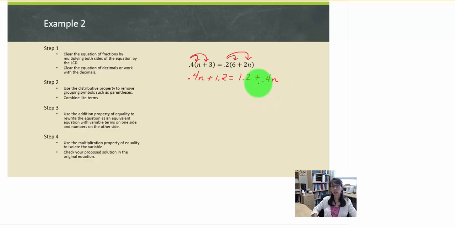So it doesn't matter which side you want to collect your variable on. I like to collect the variable on the left-hand side, so it looks like I'll be subtracting 0.4n from each side. And notice what happens. N eliminates from both sides of the equation, leaving the constant 1.2 equals 1.2. Well, that's true. Those numbers do equal each other. So this is a case of an identity.